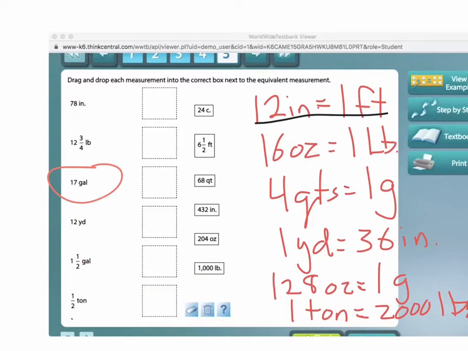Third part of the problem is going from 17 gallons into another standard measurement of volume. So it's either going to be 24 cups, 68 quarts.